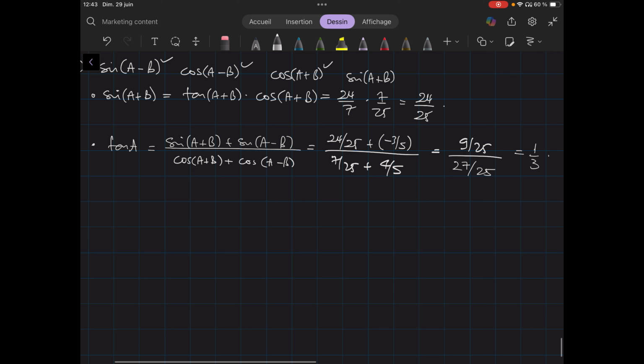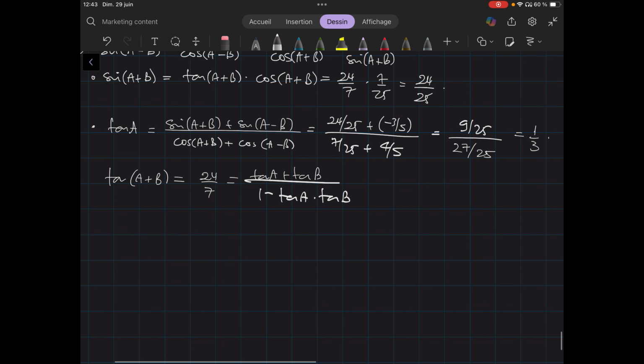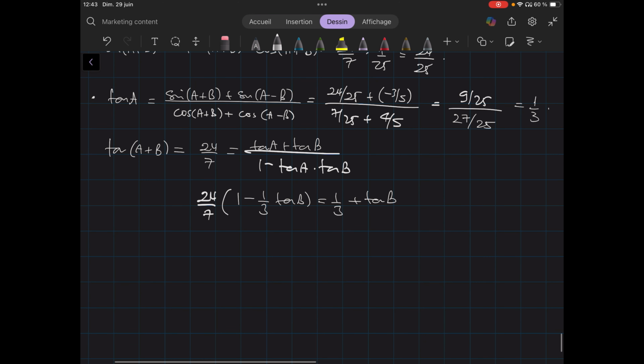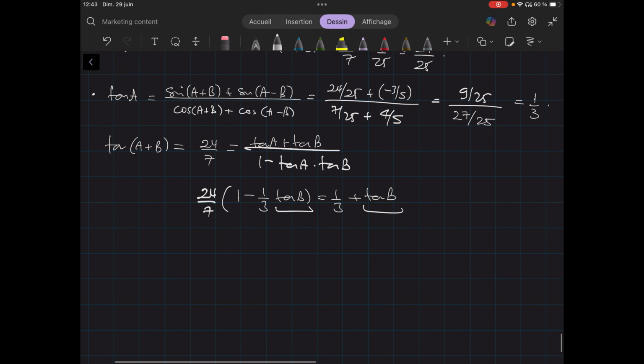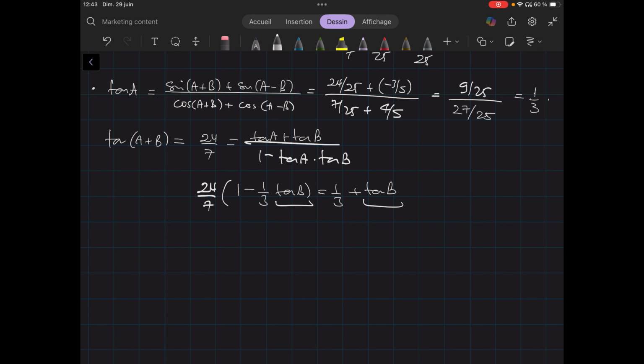We are also given that tan of A plus B is 24 by 7 and is equal to tan of A plus tan of B divided by 1 minus tan A tan B. In other words, 24 over 7 times 1 minus tan A tan B is equal to tan A plus tan B. This is a linear equation in tan of B. So we can solve this guy readily.